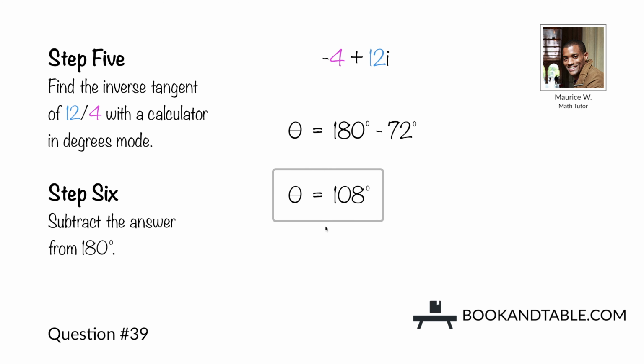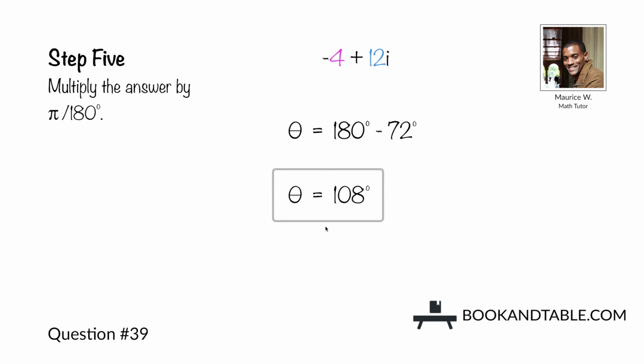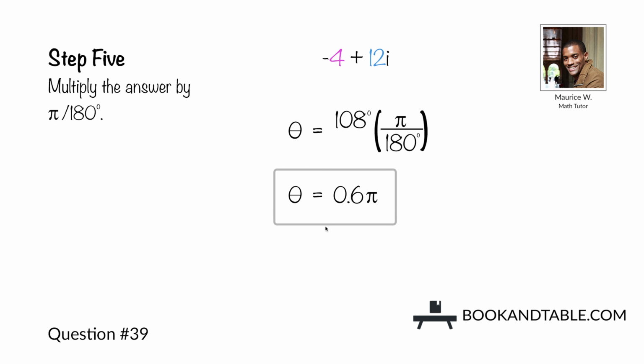And if we want this answer in radian form, then we want to multiply it times pi over 180 degrees. 108 degrees divided by 180 degrees gives us 0.6 radian. So the answer to question number 39 is 108 degrees or 0.6 radian.